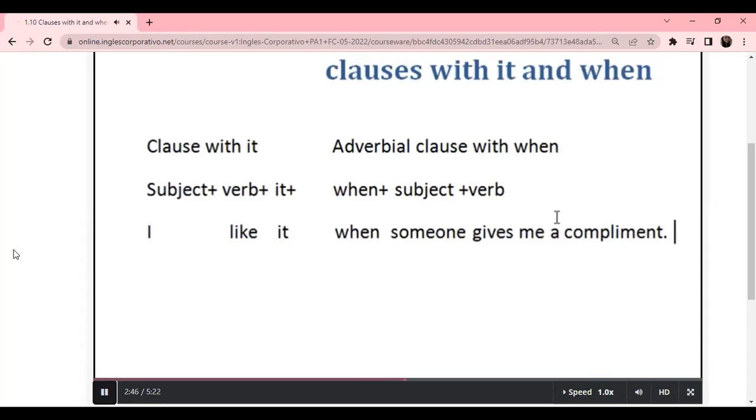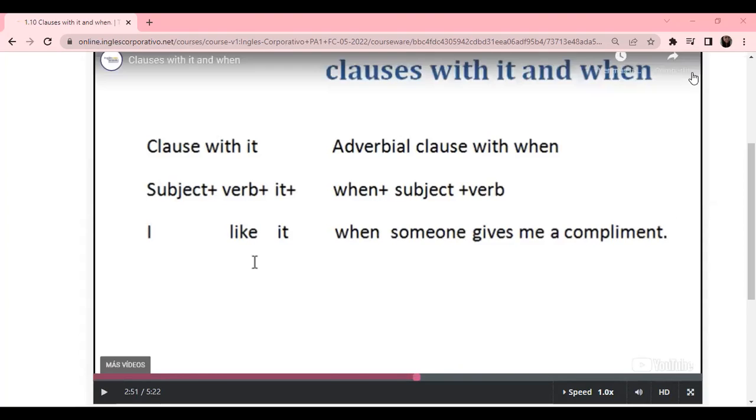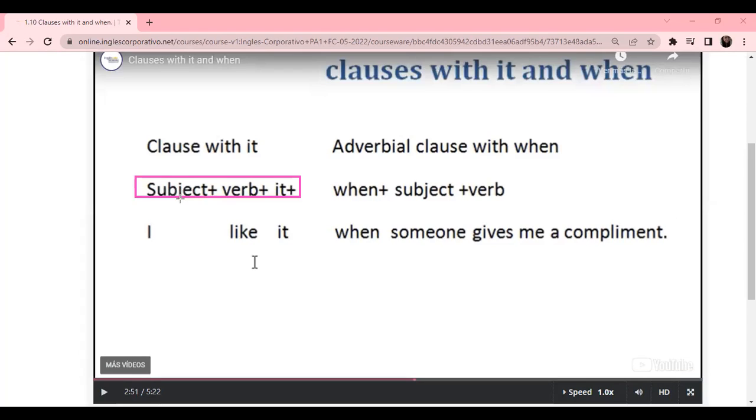All right, so let me make that quick sentence. I like it when someone gives me a compliment. This is something that I like. Okay, we have the first one, right? I like it when someone gives me a compliment. We're going to follow this formula right now, guys. I need you to pay attention.